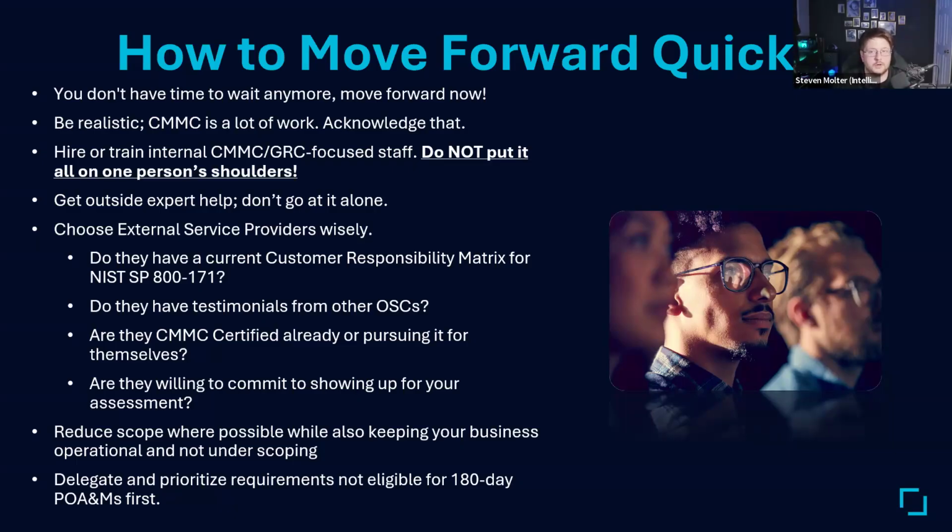The 48 CFR is here. We've got an effective date coming up shortly. We don't have time anymore. Move forward now. Be realistic. It's a lot of work, but it's better to acknowledge that now and set the expectation for the resource allotment for it. If you've not started, start now. It's a lot of work, but get ready to go.